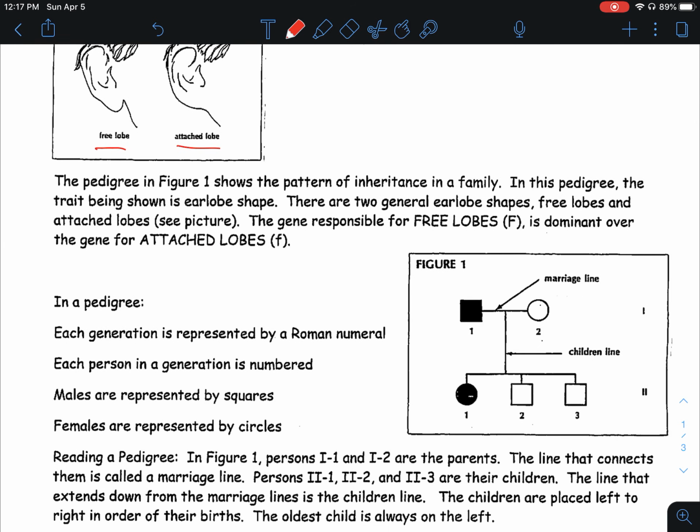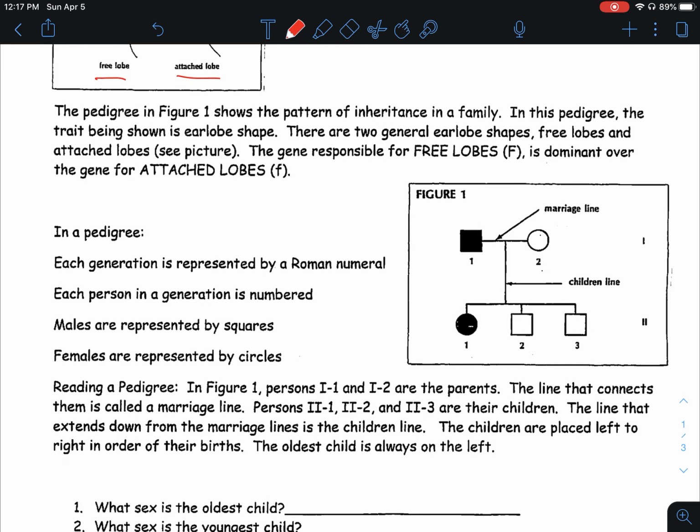The first part just looks at what a pedigree is. Squares represent males, circles are females. If it's shaded in, you have the trait. If it's unshaded, you don't have the trait. Then it gives the birth order, which goes from left to right: 1 being the oldest, 2 the middle child, 3 the youngest. The oldest child is always on the left.